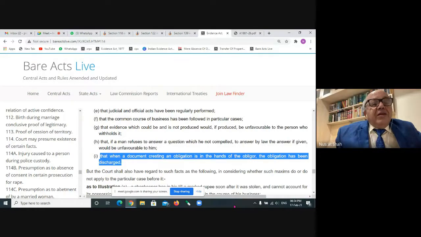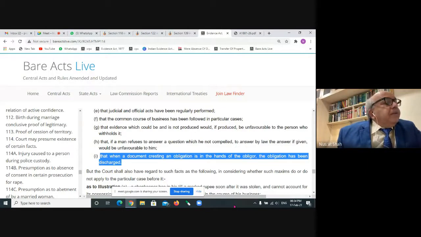In the case of a mortgage document, mortgage property, the title deeds are normally deposited by the mortgagor with the mortgagee. If the original documents come back into the possession of the original owner, that is the mortgagor, the law presumes that the mortgage amount has been paid, unless contrary evidence can be laid. You understood this? So the court will presume that nothing is payable.